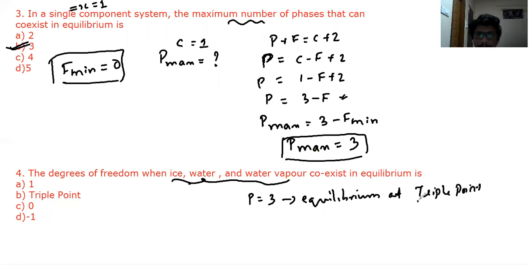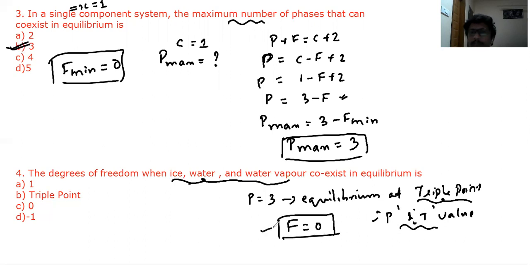So the triple point can exist only at a particular pressure and temperature value, right? As it occurs at a fixed pressure and fixed temperature value, we have the degree of freedom as 0. The number of independent variables at the triple point is 0. So as per this question, option C is the correct choice. So these are some of the basic problems which can be asked from various competitive exams of mechanical engineering.